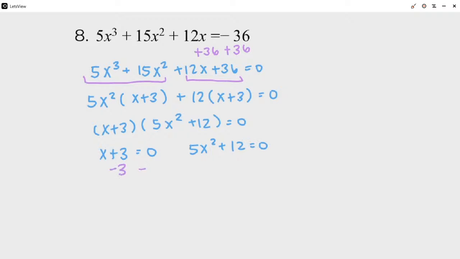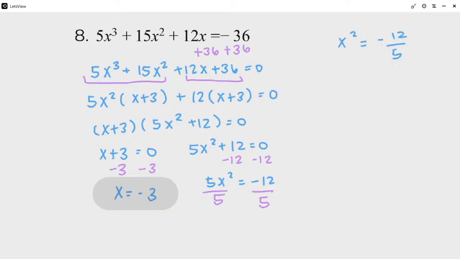So this one we're going to subtract 3, and we get x equals negative 3. So that's going to be one of our answers. And then for the other one, we have to subtract 12 first. So we get 5x squared equals negative 12. And then we're going to divide by 5. So we get x squared equals negative 12 over 5. Then we're going to square root both sides.